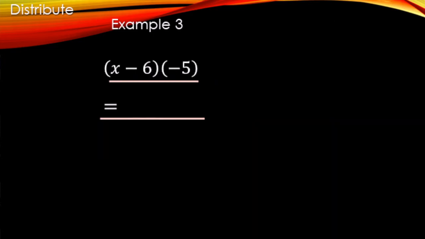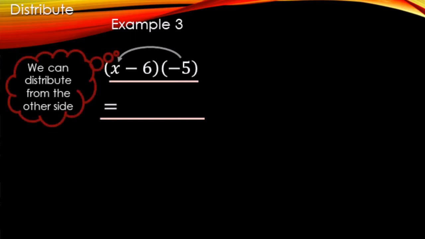All right, let's look at another example here. We're going to go x minus 6 times negative 5. And we're going to be distributing, in air quotes, from the other side, from the right instead of the left. You can distribute in either direction there. So negative times a positive is going to be a negative. x times negative 5 is negative 5x. And then we also have negative 5 times negative 6. Negative times negative is a positive. And then 6 times 5, 30.